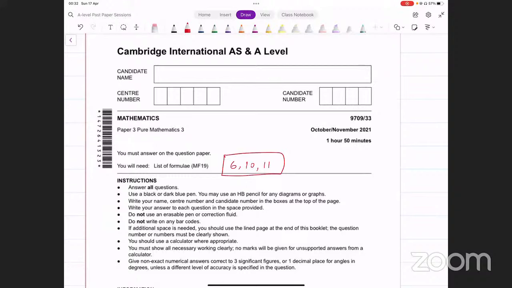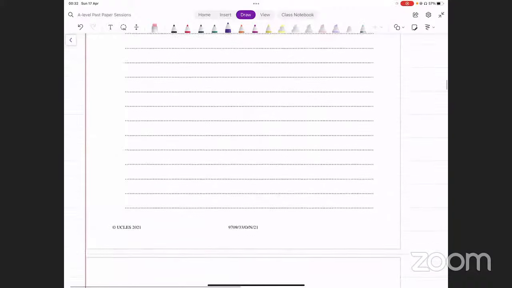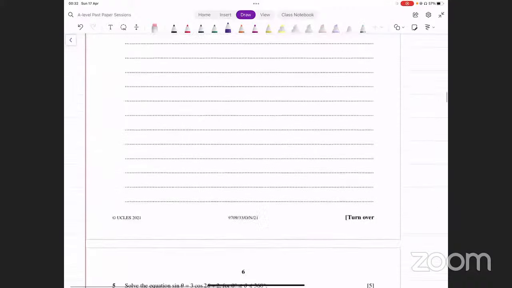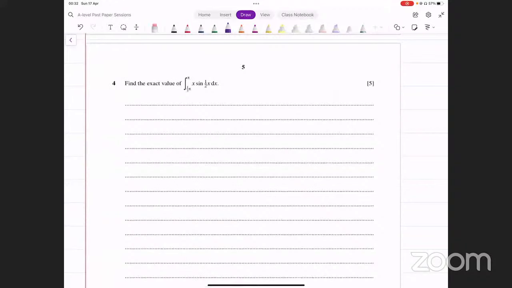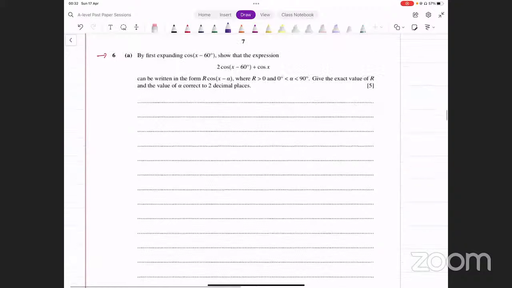All right, let's try this now. So this is November 2021, paper 3, variant 3. These are the 3 questions that we are going to do from this paper: 6, 10, and 11. Okay, let's do this. 1 is easy, 2 is also easy, 3 is also relatively straightforward. In 4 you only have to do integration by parts. 5 is trigonometry. Let's do this.